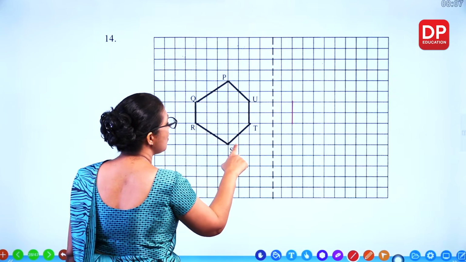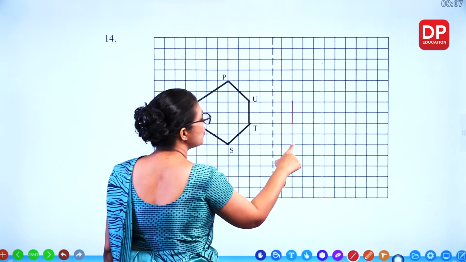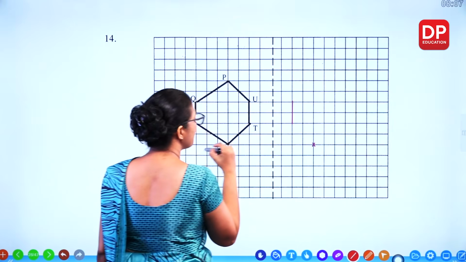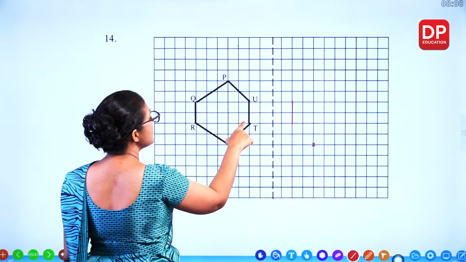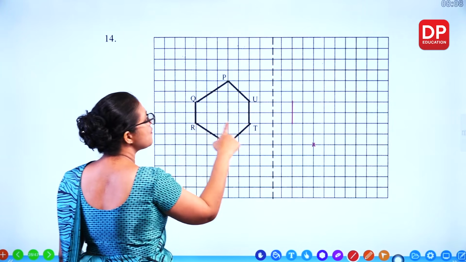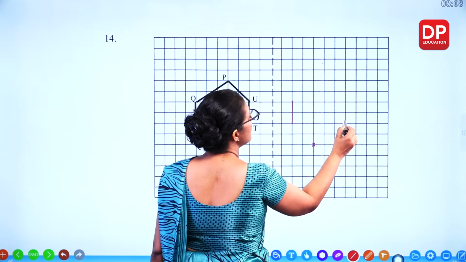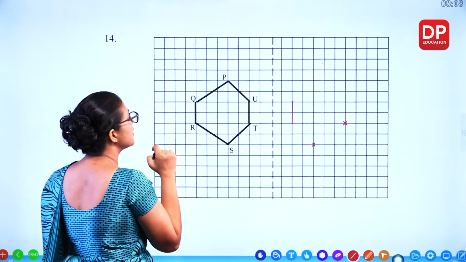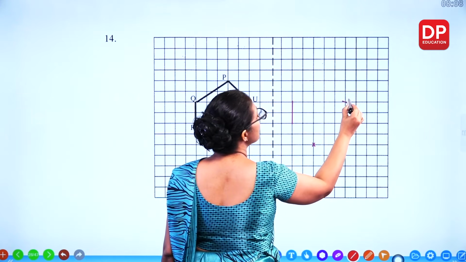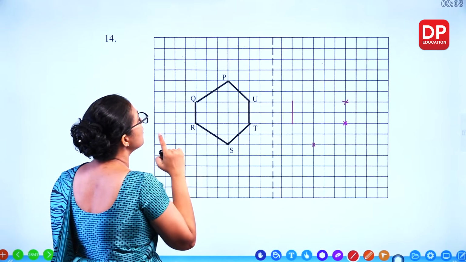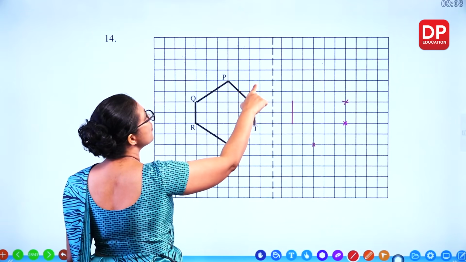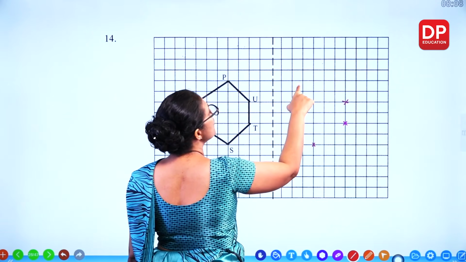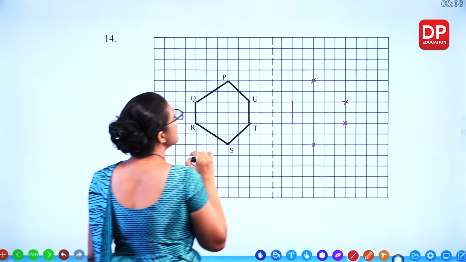And here, from here, 1, 2, 3, 4. This is the point. And to this side, 1, 2, 3, 4, 5 squares here, so mark the point. And 2 squares up, that's the point here. And where's this point? 1, 2, 3, 4 points there. This is the other point.